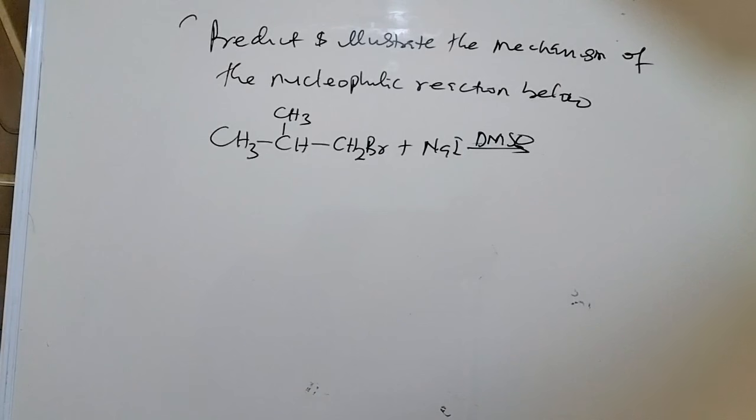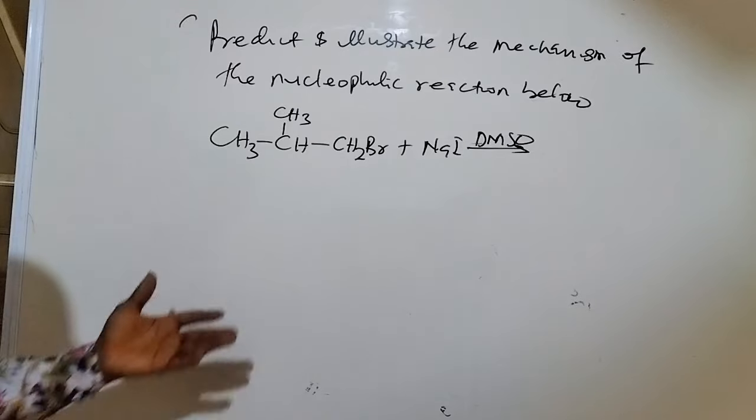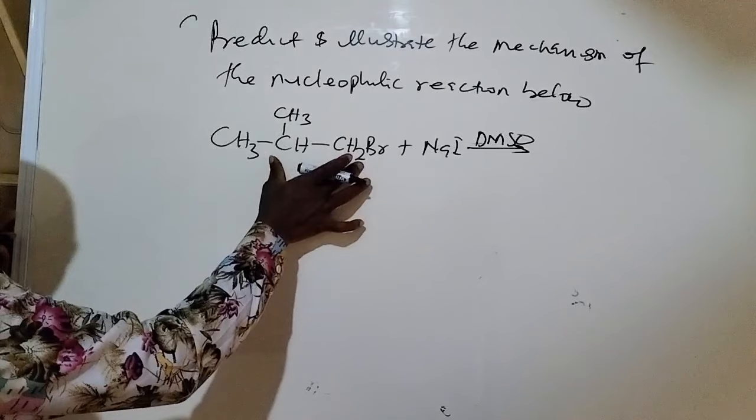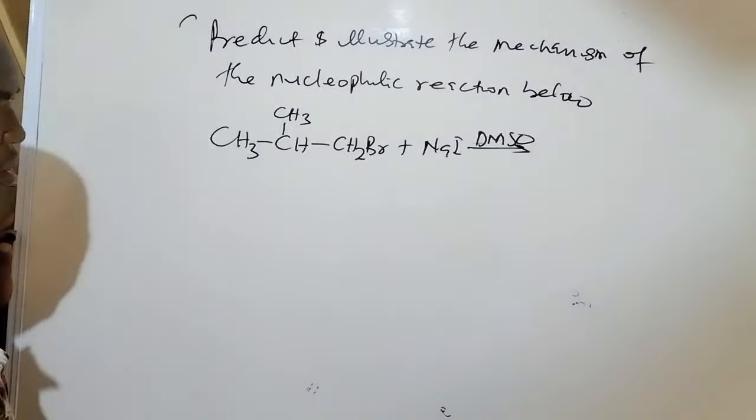So look at this last example that says, predict and illustrate the mechanism of the nucleophilic reaction below. We have that compound, which is 1-bromo-2-methylpropane, reacting with sodium iodide in the presence of dimethyl sulfide. So for the nucleophilic reaction, we have to know whether it's going to go by the SN2 or SN1 mechanism. Let's look at the alkyl halide first. This alkyl halide given to us is a primary, or 1-degree, alkyl halide. Look at it.